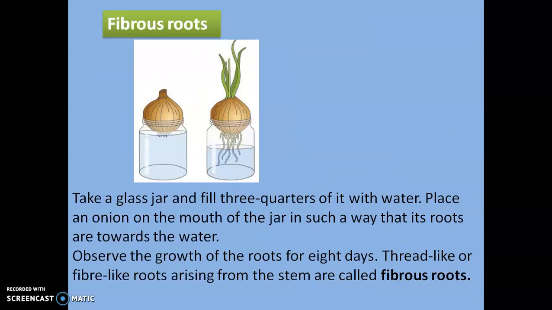Now, let's study about the second type of roots, that is fibrous root. Take a glass jar and fill 3/4 of it with water. Place an onion on the mouth of the jar in such a way that the roots are towards the water. See here, you all have seen an onion. This is a glass jar and we see that the small roots are there.